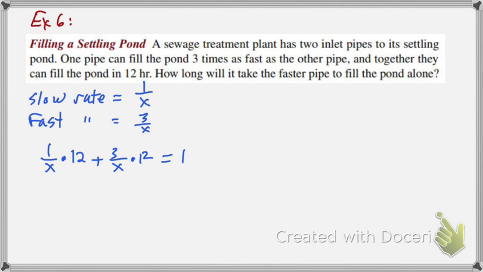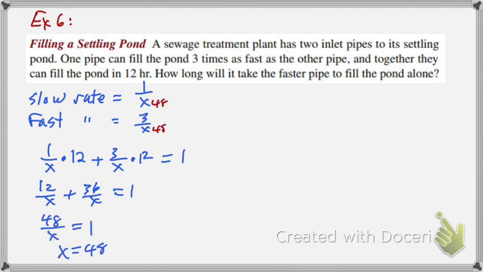Get my formula. So I've got the slow rate times 12, because they told us 12 hours, plus the fast rate times 12 equals 1 entire pond filled. I can rewrite that as 12 over x plus 36 over x. And I just start working it out. So x is 48. I'm not done yet, though. X is 48, but they're asking how long will it take? Well, that's t, some amount of time.